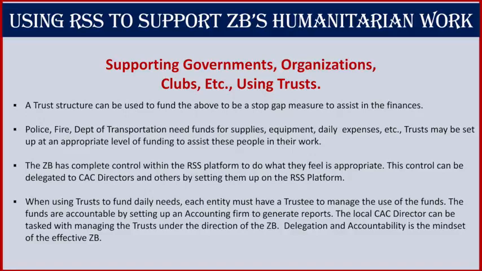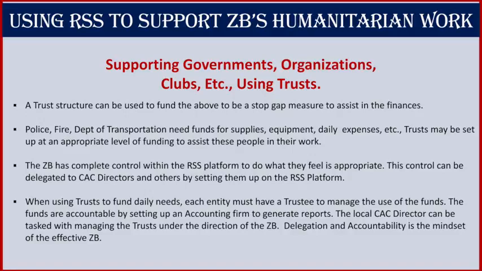So I've got police, fire department, transportation needs funds for supplies, equipment, daily expenses, etc. Trust may be set up on an appropriate level of funding to assist these people in their work. The Zim benefactor has complete control within the RSS platform to do what they feel is appropriate. This control can be delegated to a CAC director and others by setting them up on the RSS platform.